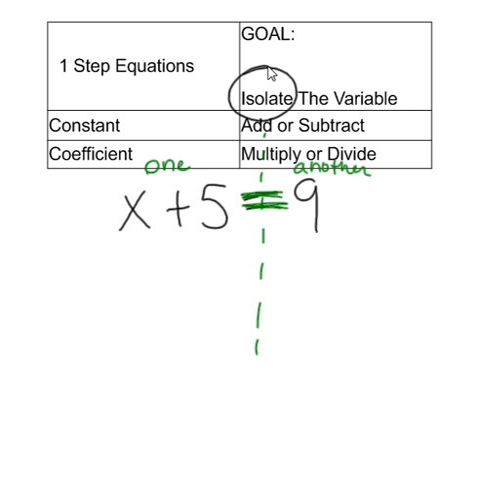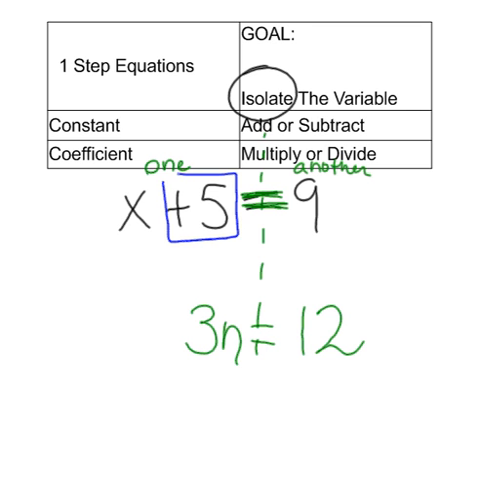Okay? Now, this is one equation. I'll put another equation up here. Let's put 3n equals 12. Okay? So these are two different types of one-step equations. They're both one step, but they're two different types. Now, the first type, x plus 5 equals 9, is a one-step equation that has a plus 5 on the same side of the variable x. Now, that plus 5 represents a constant term because it's not stuck to the variable like glue.